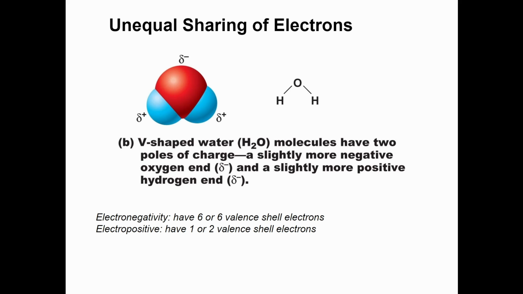Here we have a water molecule that is V-shaped. The hydrogen atoms are much smaller than the oxygen. Oxygen therefore has a greater gravitational or pulling force on those electrons, and they hang out closer to oxygen most of the time, giving it a slightly negative charge. And since this side's slightly negative, because the electrons are hanging out over here, the hydrogens are slightly positive.